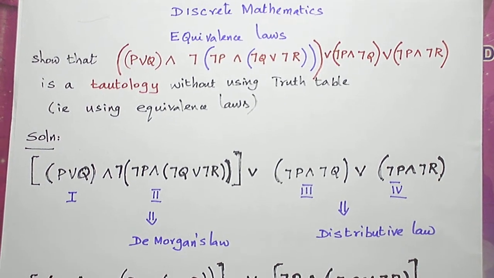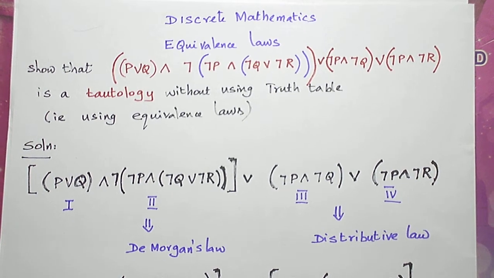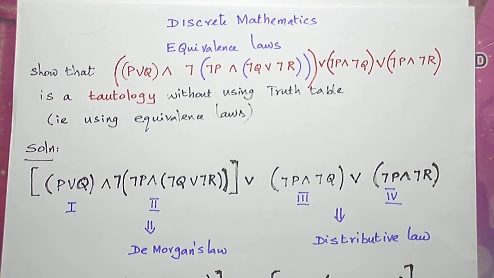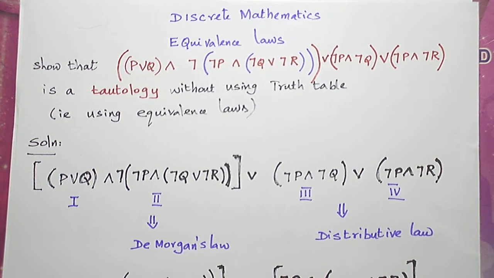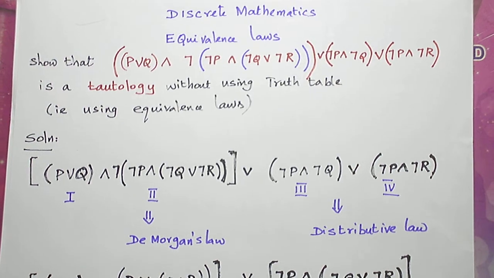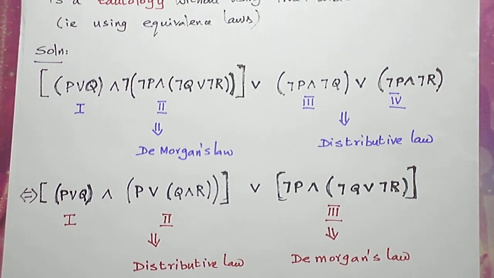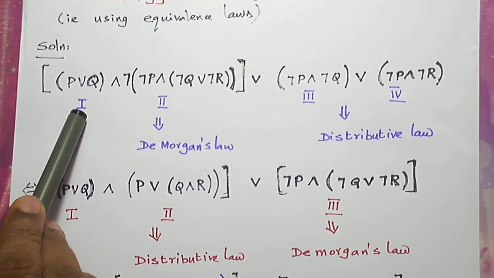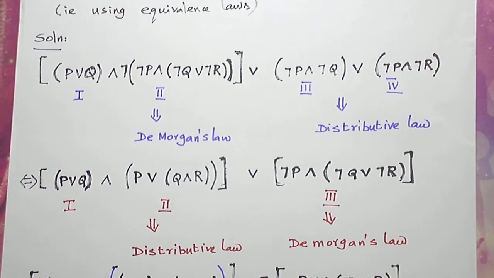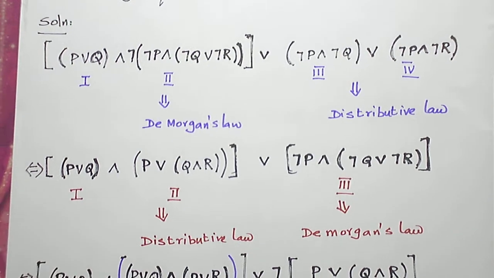First of all, what is a tautology? The statement formula must be true irrespective of the values taken by the variables in the statement formula. So we have to prove this is equivalent to the truth value T, that is what we are supposed to prove. So first of all, let me start with the given statement formula as it is. Now I consider this as a first term, this as a second term, this as a third term, this as a fourth term. Let me concentrate on the second term first in this next step.